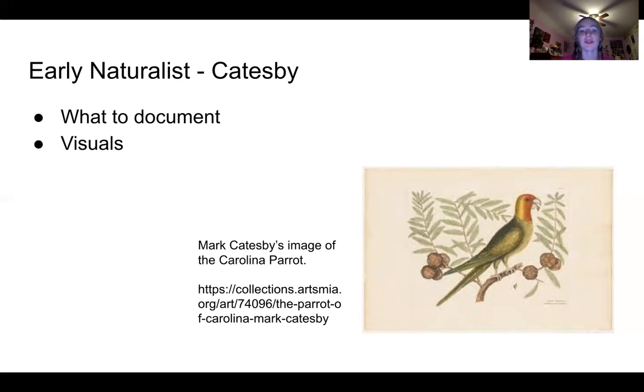And just here's a visual. He drew this, Catesby drew this, the Carolina parrot, and included it in his documentation.